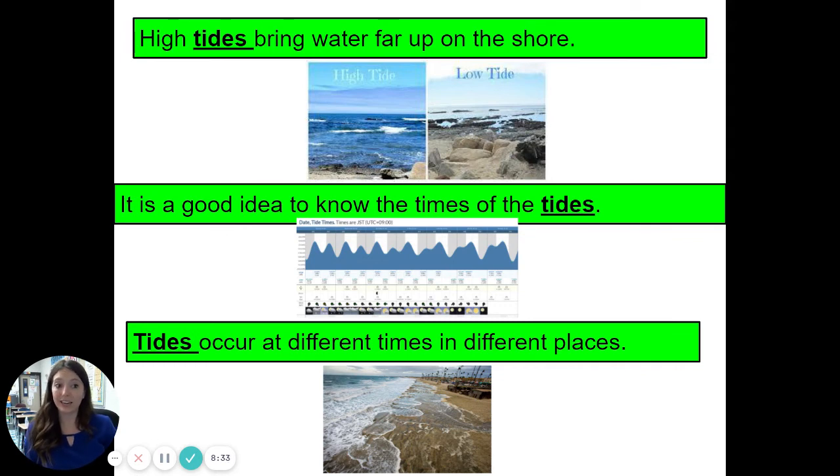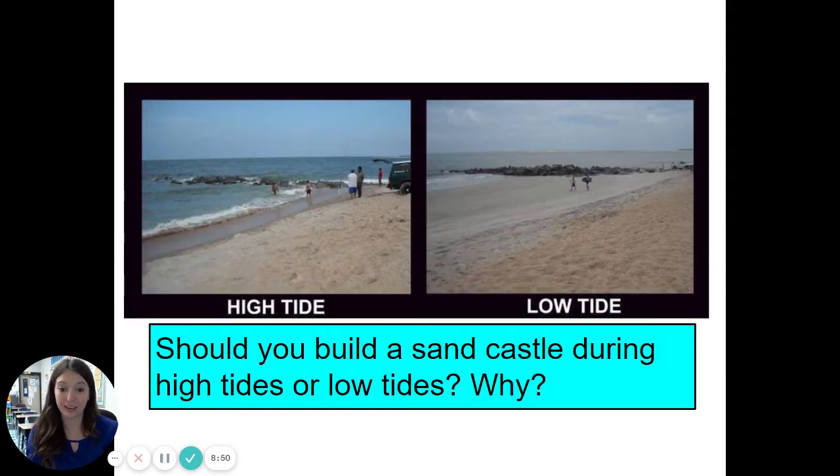It's a good idea to know the times of the tides. You'll know that in different areas, you can find a lot of seashells at different times based on the tide. And tides occur at different times in different places. So if you go to one beach in one state and you go to a different beach somewhere else, they might have different tide times for high tide and low tide.